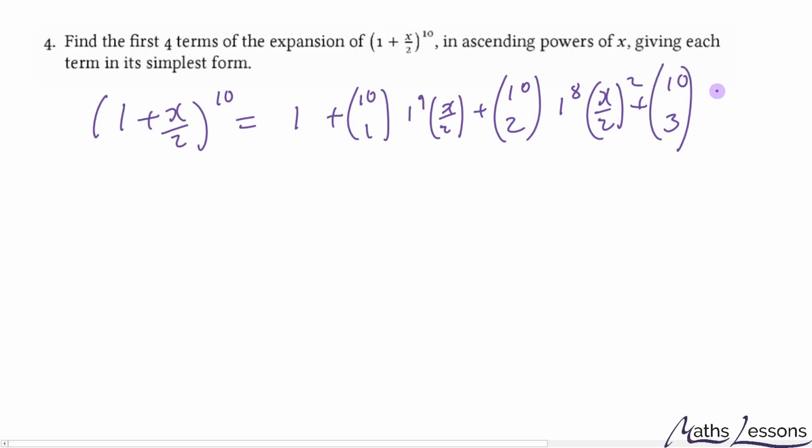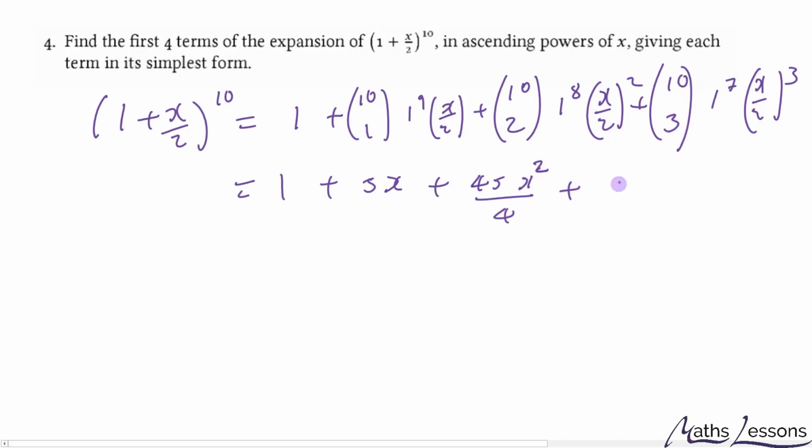Times 1 to the 7, (x/2) cubed, which gives us 1, plus 10 times x over 2 is 5x, plus 45 times x squared over 4, plus, that's going to be 120 times x cubed over 8.